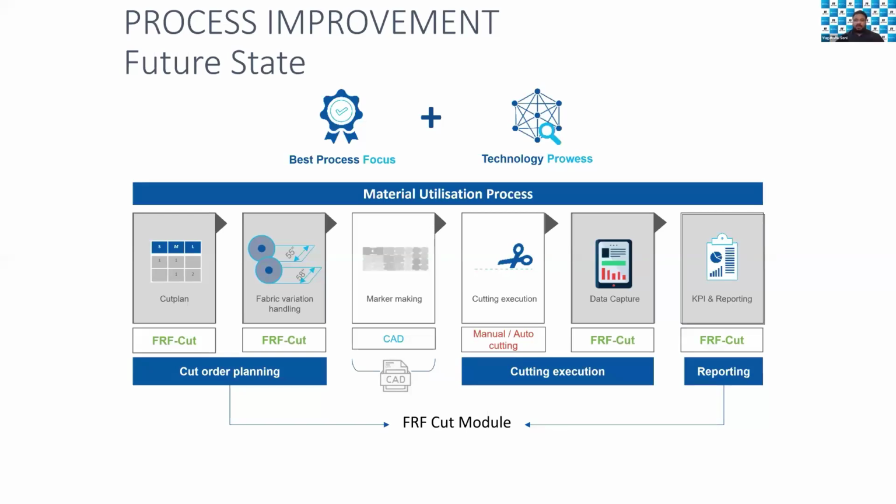adjustments if needed. So with the real-time data, the FRF cut module powers enhanced KPI and reporting capabilities. Instead of waiting for data to be manually compiled, stakeholders can get instant reporting from the system with comprehensive metrics on fabric utilization, efficiency, and wastage summaries. So this transparency empowers your team to make data-driven adjustments on the go, continuously improving the process and maintaining the high performance. So this covers the cut module.